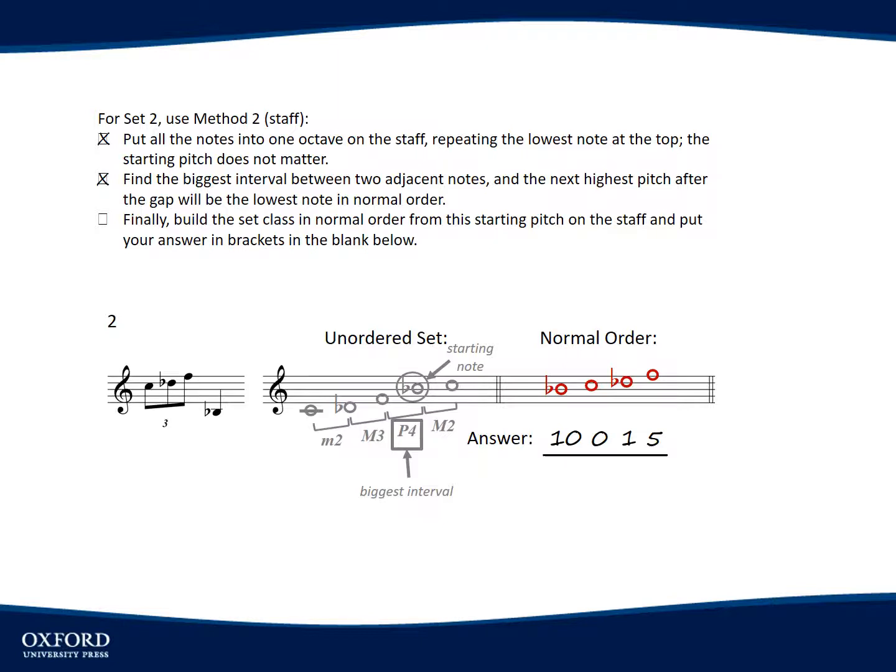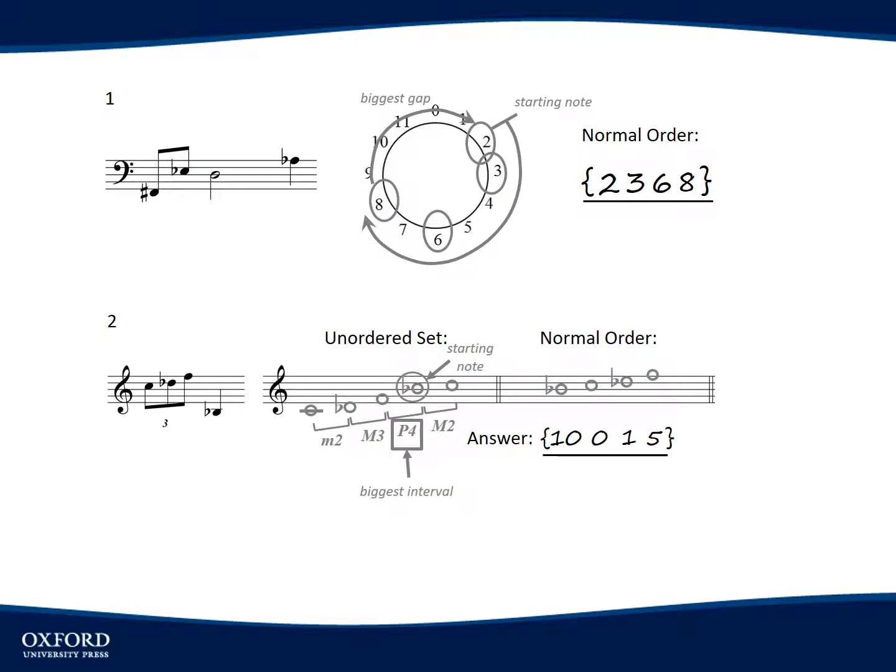For a review of pitch class numbers, refer back to that section of this chapter. Put curly brackets around the answer, then we've completed the final step. And that's how we found our answers to the Your Turn problems on normal order, using method 1 for number 1 and method 2 for number 2.